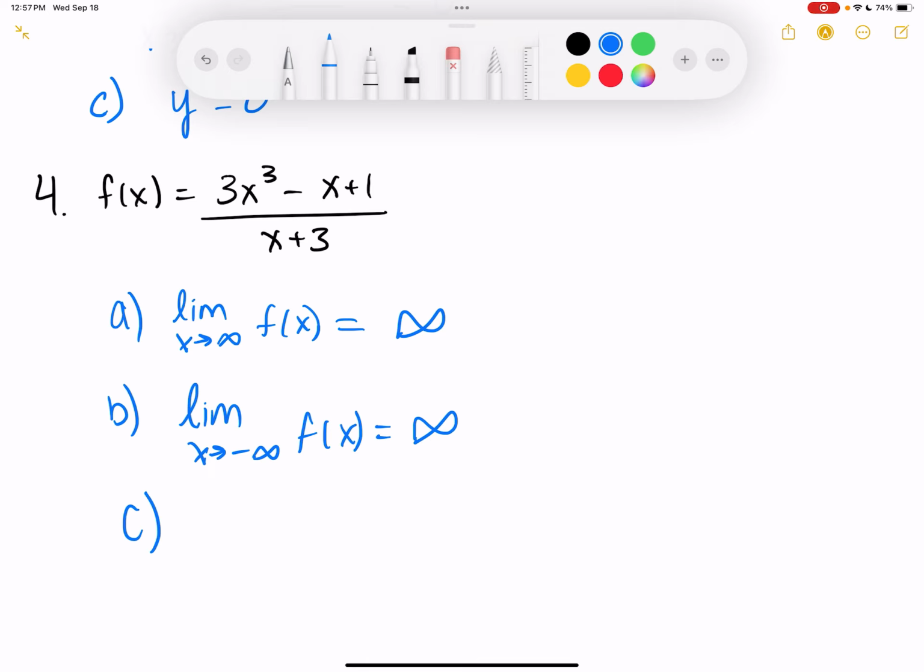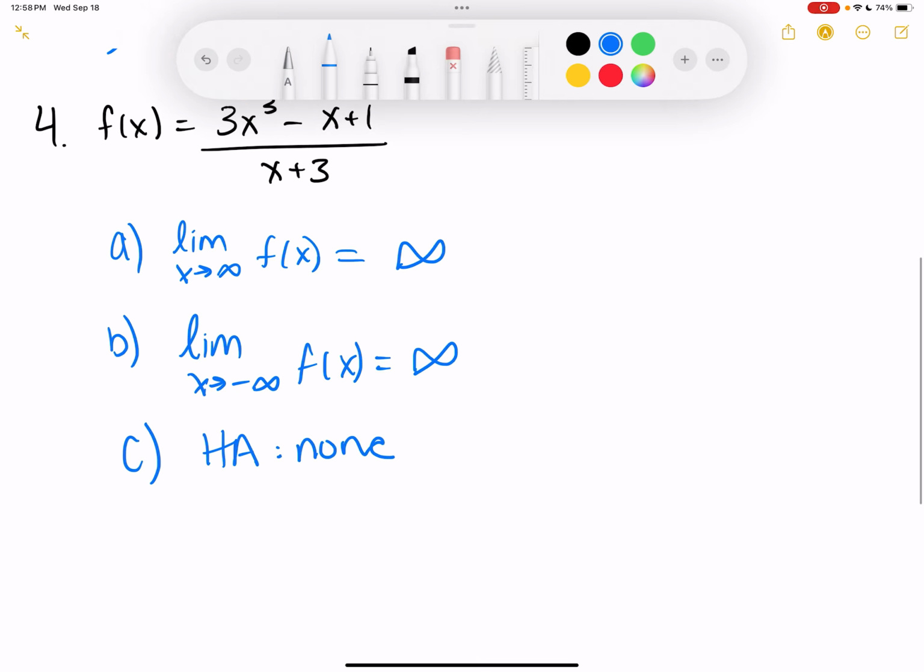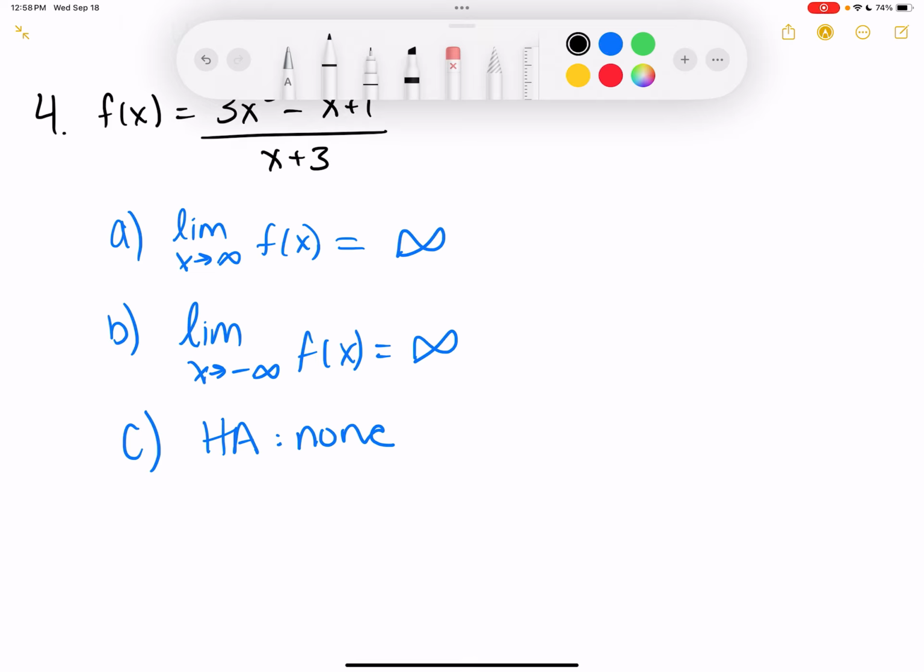Letter C. What's the horizontal asymptote? There is none. Nada. I just wrote nah. Bro, here, I'm gonna write ha, colon, nah. Oh, that looks like Hannah. Oh well. My answer is Hannah.